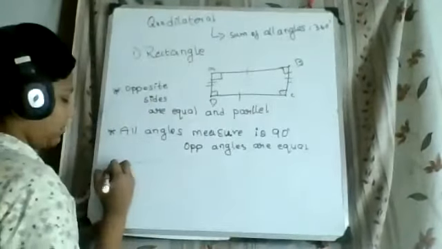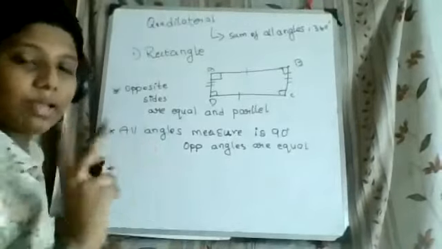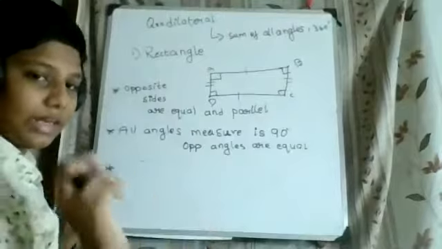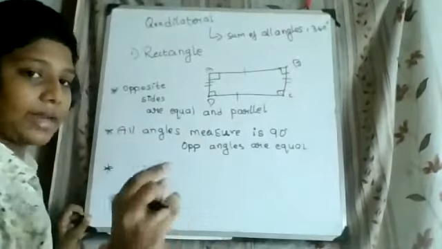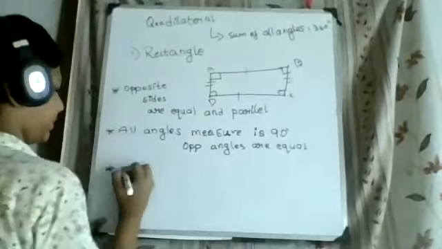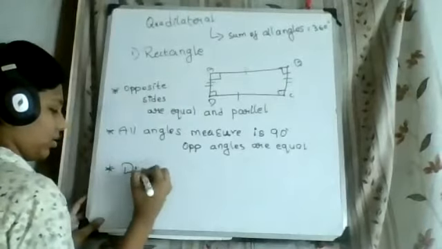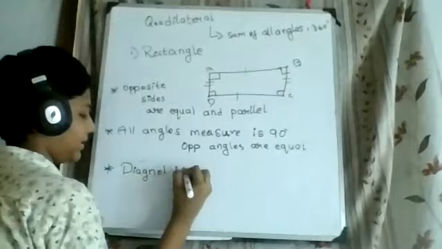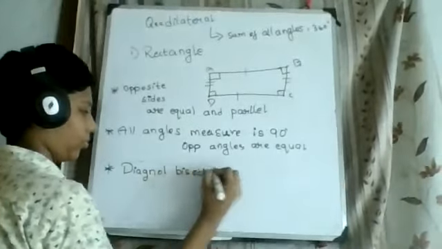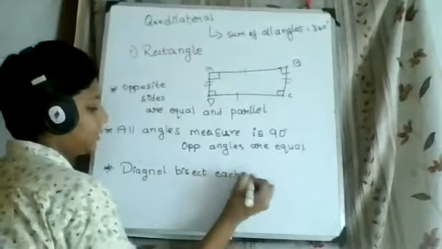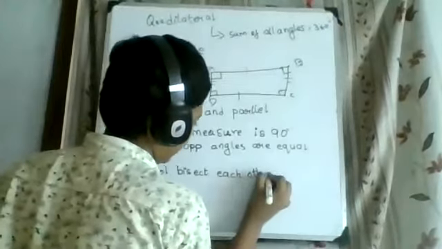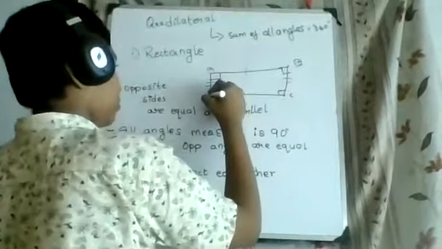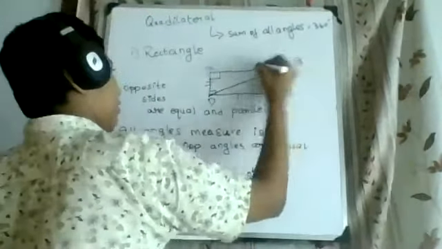Okay, next. We have to see diagonals. How many diagonals do we have in a rectangle? 2 diagonals. Okay, and listen properly. The diagonals bisect each other. Diagonals bisect each other. See, now we have drawn 2 diagonals.